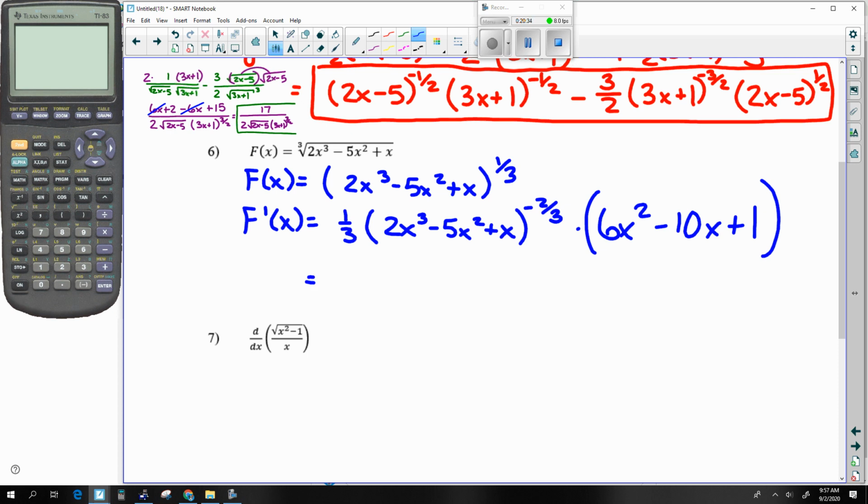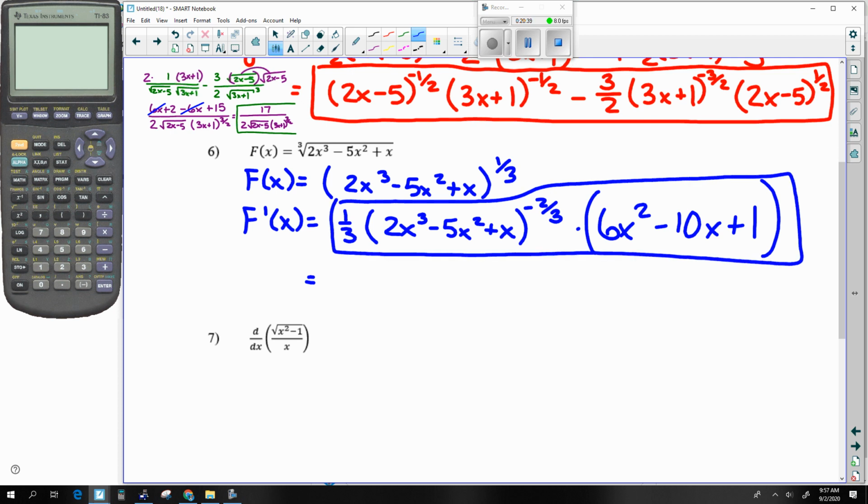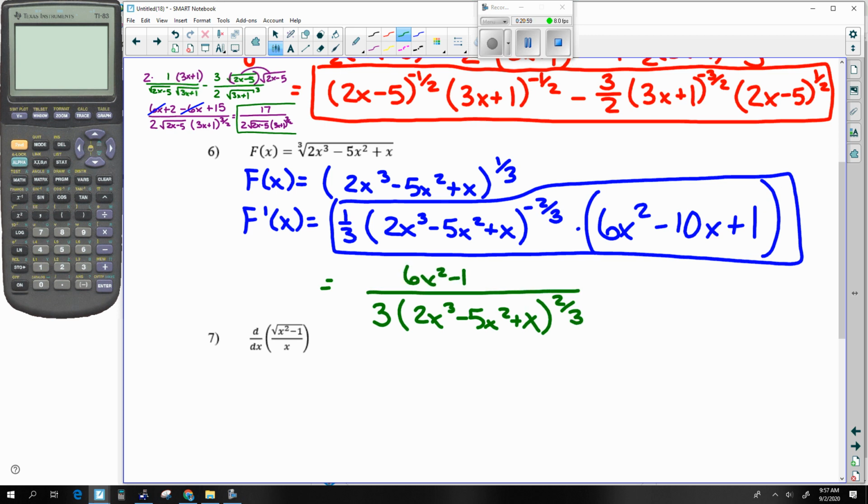So there isn't any cleanup process. This is a pretty splendid answer right here. But again, going down the rabbit hole of what an answer would look like. So this would be a 3 on bottom. This would be a 2x to the third minus 5x squared plus x on bottom to the 2/3. And then the numerator would be the 6x squared minus 10x plus 1. Pretty simple process there.